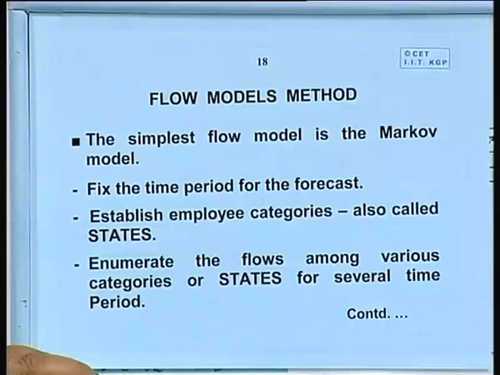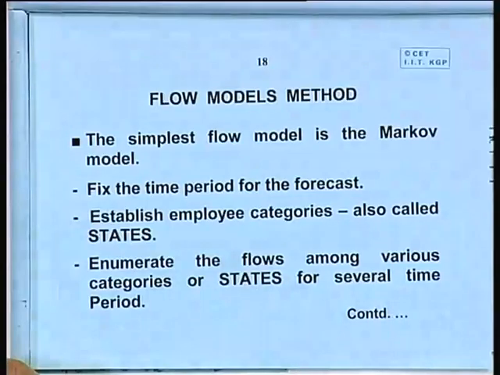So what could be the category? If you have daily rated workmen, the categories could be unskilled, semi-skilled, skilled, highly skilled. If it is monthly rated workmen or employees as we call them, it could be stenographer 1, stenographer 2, typist, telephone operator, clerical 1, clerical 2, clerical 3. These are the various classification grades with pay scales. So these are called states also, and for several time periods.